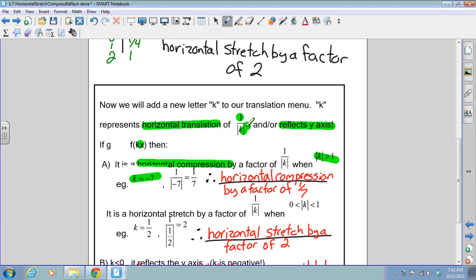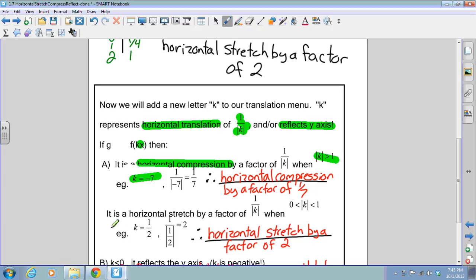sub it in like this formula right here, guys, that I'm highlighting a little bit more. Sub it in, and remember, the absolute value of any negative value just becomes positive. So therefore, guys, we have a horizontal compression by a factor of 1 over 7. The important thing is to realize that in your equation k will look like -7, but when you talk about the factor, it's always 1 over the absolute value of k.